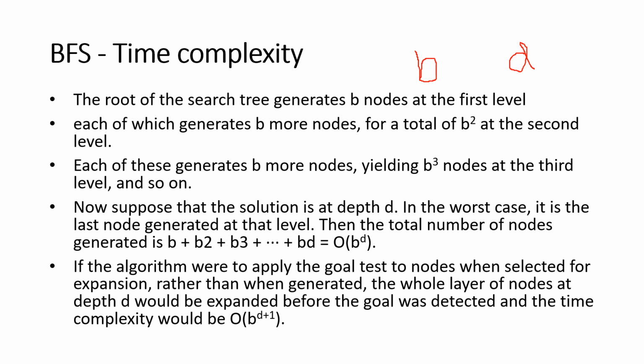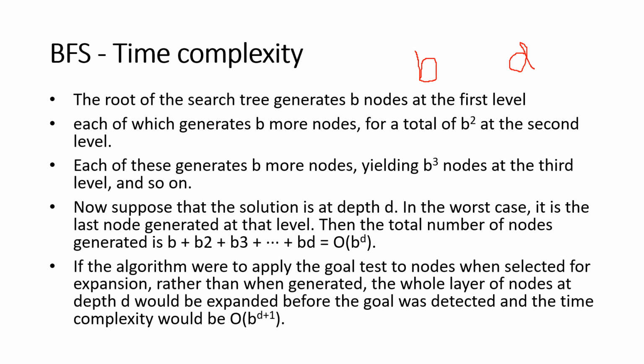And here, the first node we can consider as level 0, there is only one node. At level 1, we have b nodes. Level 2, we have b squared nodes. And level 3, we have b to the power 3 nodes. Similarly, at level d, there will be b to the power d nodes.